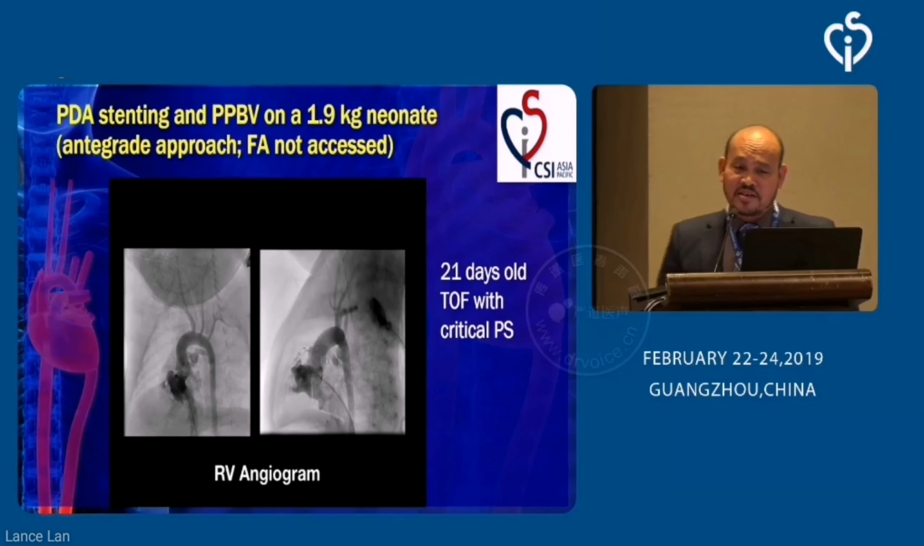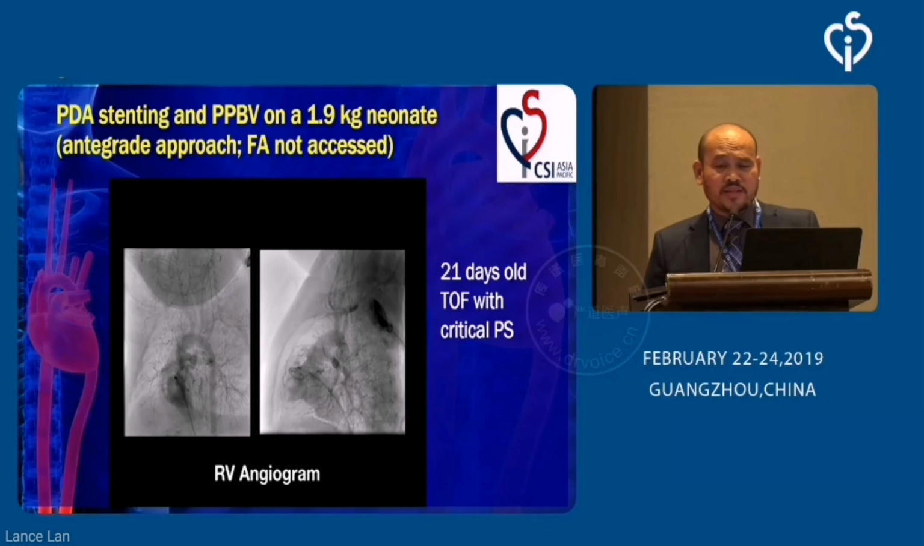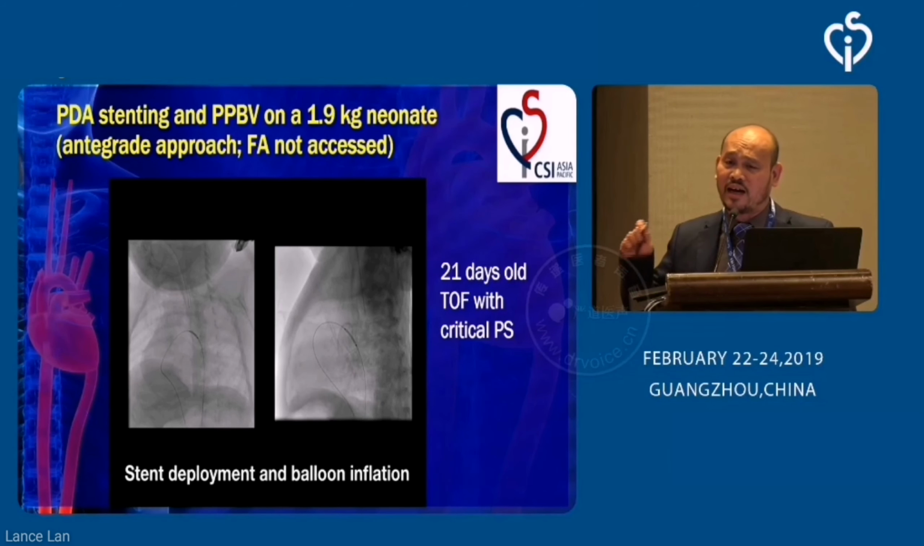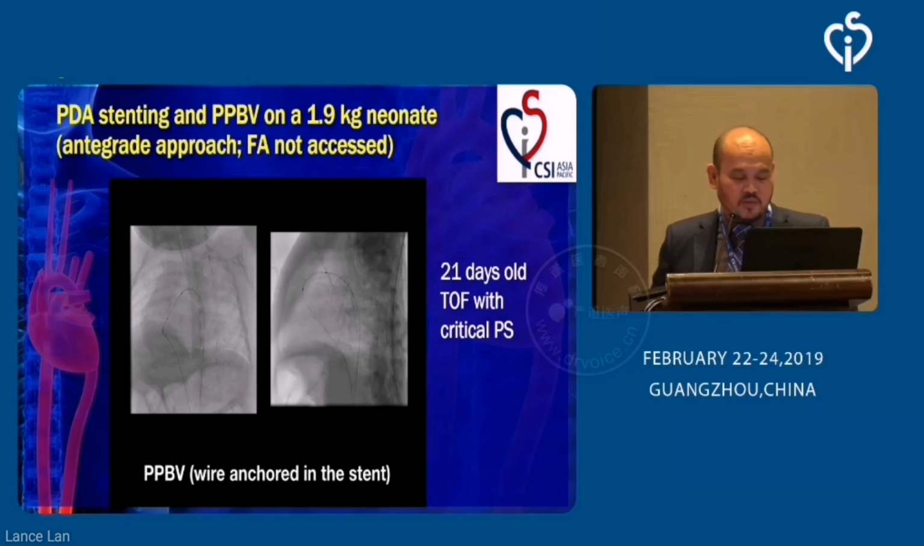Now this one, okay, of course Dr. Cheng has lectured at 2.8 kilogram, but we have a 1.9 kilogram neonate. Of course, we never entertained the idea of doing a femoral arterial access, but anatomy showed a TOF. So we have a chance of doing the PDA stent again through the right side of the heart, the antegrade approach. And true enough, we were able to stent through the femoral venous side, going to the RA, VSD, then to the dilated aorta, to the pulmonary stenosis, then do the pulmonary balloon valvuloplasty.